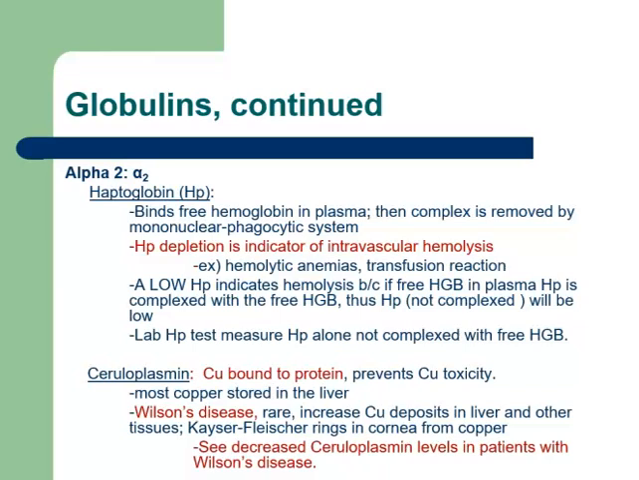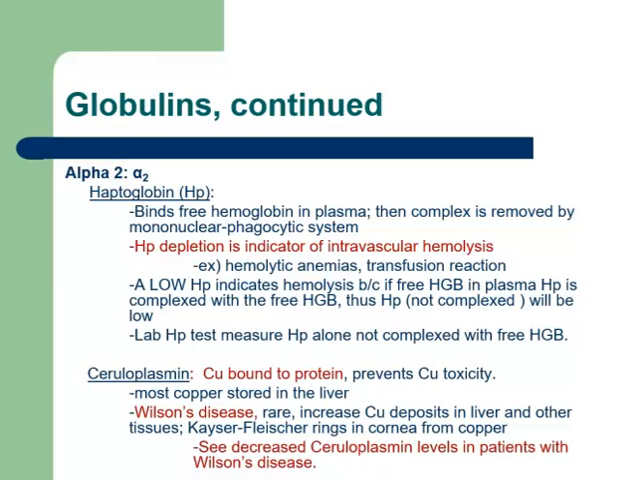So the haptoglobin doesn't care if it's free hemoglobin or hemoglobin that's been released from red blood cells. It's going to pick it up and complex with it. So you're going to end up with low levels of haptoglobin. So that's what's going to tell us you've got hemolysis. The lab haptoglobin measures haptoglobin alone. It's not going to tell us if it's complexed with free hemoglobin or if it's complexed with hemoglobin from hemolyzed red blood cells. It's just going to tell us we've got low haptoglobin.